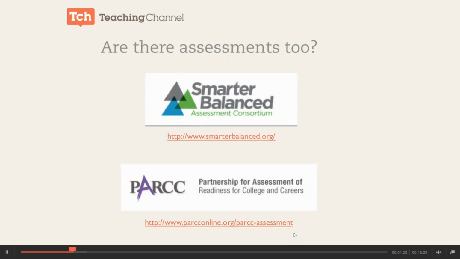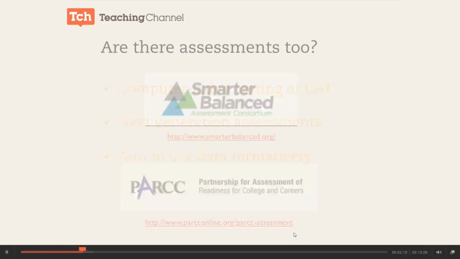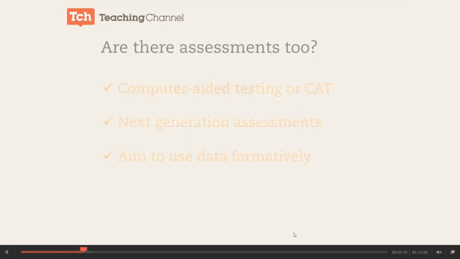So there are some things that we do know for sure about the assessments. One of the things that we know is that every state that has adopted the Common Core State Standards belongs to one of two assessment consortiums, either the Smarter Balanced or the PARCC Assessment Consortium. Both of these consortiums are working to create assessments that give us some terminology that you may or may not be familiar with. But as we are learning about these assessments, you're probably going to hear words like computer-aided testing or CAT testing, which means that a lot of the assessments will be delivered on the computer.